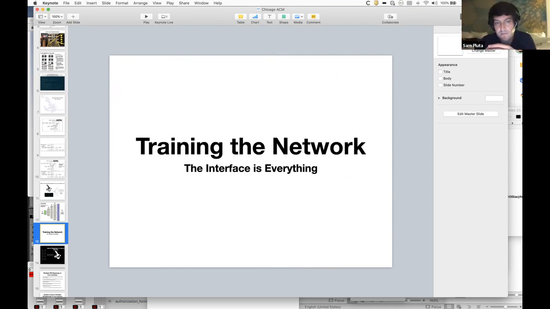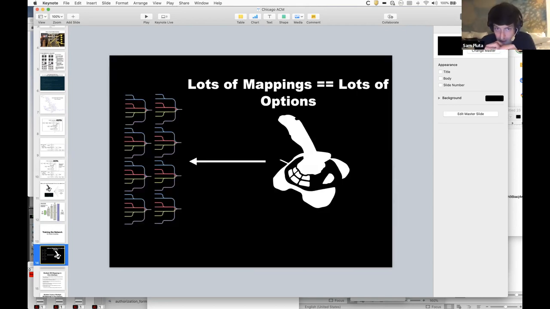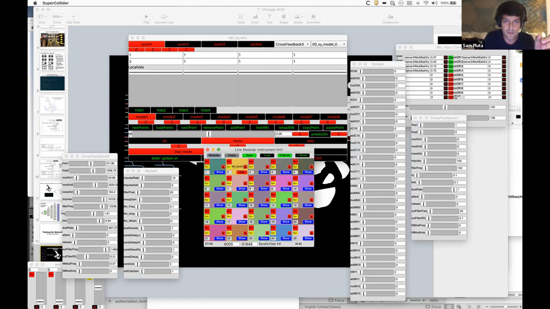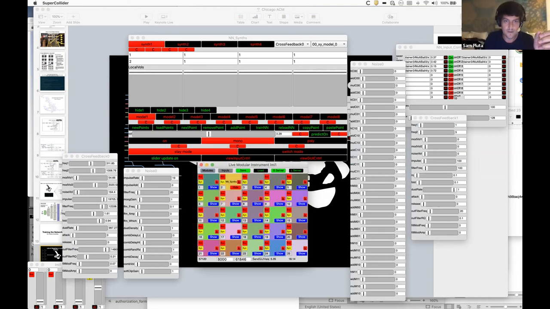Using the neural net like that, in and of itself, is not the most interesting thing in the world. I think the interface is kind of everything, though, and that's where things get interesting. So let me show you the software. Can you see this software now? SuperCollider. Yes, we can. Okay, great.